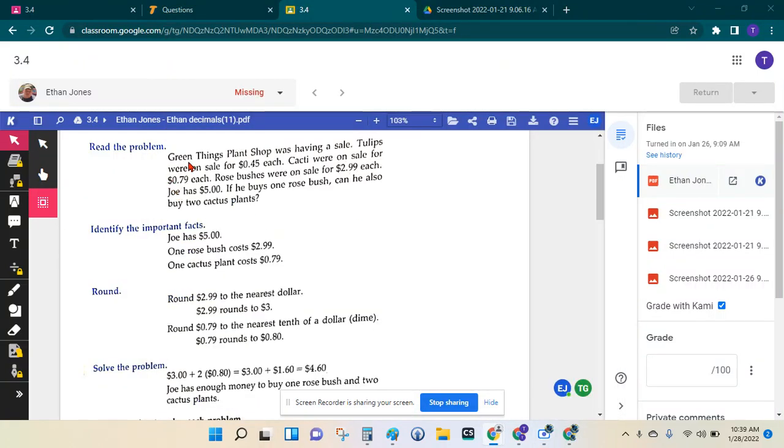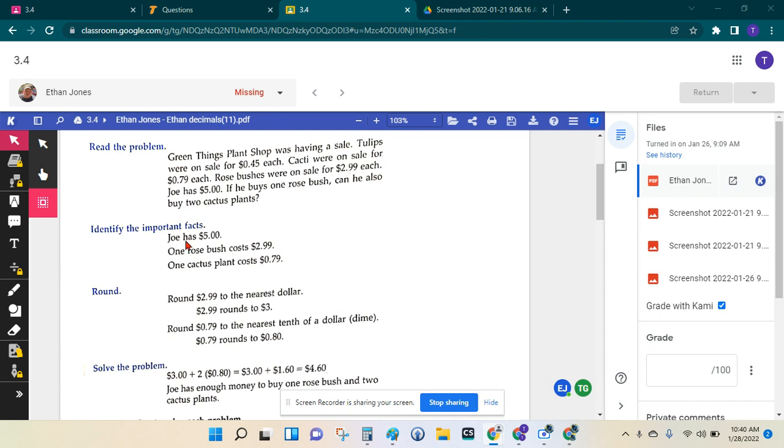So in this problem it says, Green Thing plant shops are having a sale. Tulips were on sale for 45 cents each. Cacti were on sale for 79 cents. And rose bushes were on sale for $2.99. Joe has $5. If he can buy one rose bush, can he also buy 2 cactus?